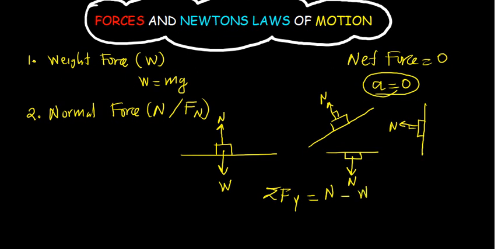Now, because this thing is not moving up or down, the net force, remember, according to Newton's second law of motion, is given by mass multiplied by acceleration. Because this thing is not moving up and down, that means acceleration is equal to 0. And 0 times mass is still 0, meaning that the net force here is going to be 0, and that will be equal to normal force minus weight force.